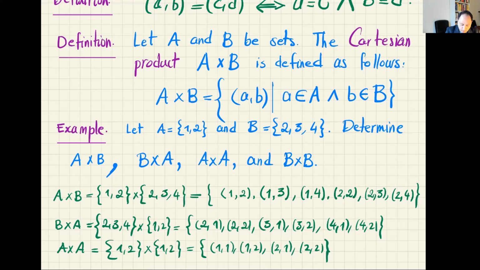And B cross B, so let me write it a little bit smaller so that I can put it here. This is 2, 3, and 4 multiplied by, Cartesian product by, 2, 3, and 4. So hopefully you realize that you have to have 9 elements, 9 ordered pairs. So 2 and 2, 2 and 3, 2 and 4, 3 and 2, 3 and 3, 3 and 4, and then 4 and 2, 4 and 3, 4 and 4.